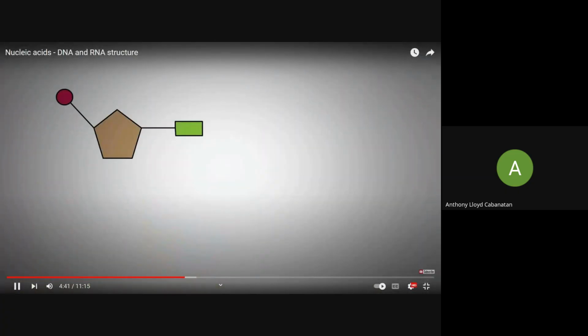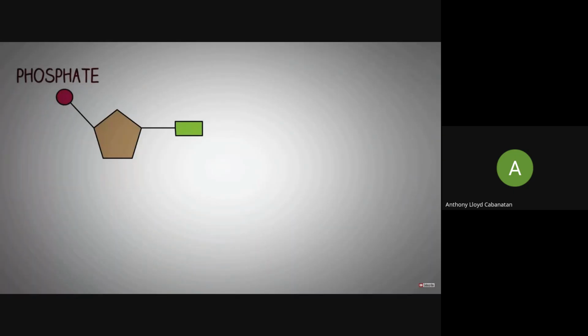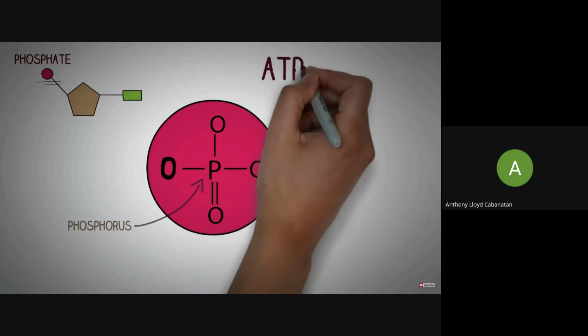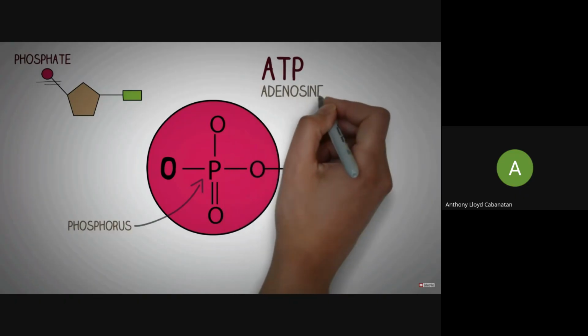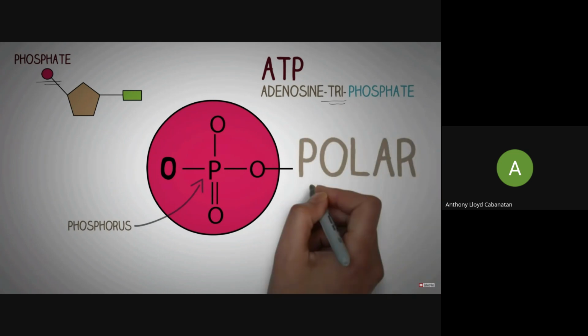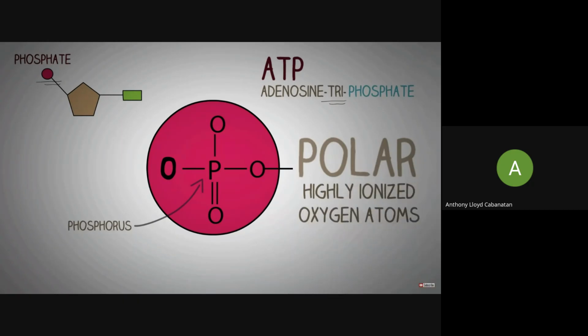The next important group to study in the structure of nucleotide is the phosphate group, which is this entity right here. The phosphate group consists of a phosphorus atom in the center to which 4 oxygen atoms are attached, which are negatively charged. The phosphate group is the same phosphate group which is present in the adenosine triphosphate, the energy carrying molecule of the body. However, in ATP, we have 3 molecules of phosphate which are attached to one another by high energy phosphodiester bonds. The phosphate group is a polar molecule due to the presence of highly ionized oxygen atoms which impart negative charge to the phosphate group.